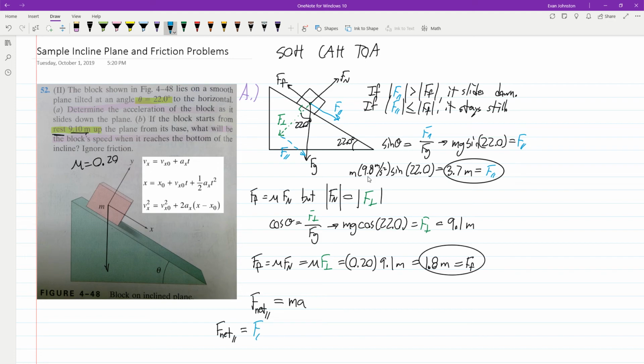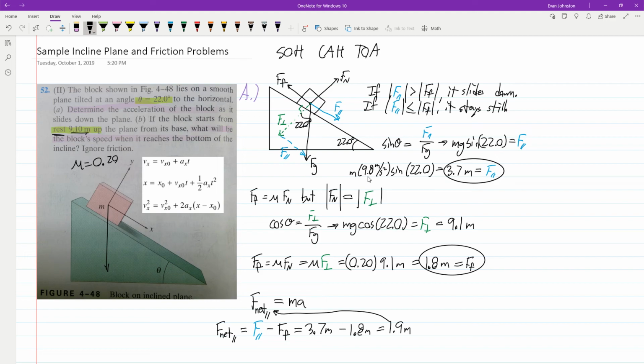So we have now the parallel component of gravity minus the force of friction. Well, that is just 3.7 m minus 1.8 m. That ends up being 1.9 m. So now I know the net force. That's really what this is saying. We know the net force is this thing. So what I can do then is take this 1.9 and plug it in right there.